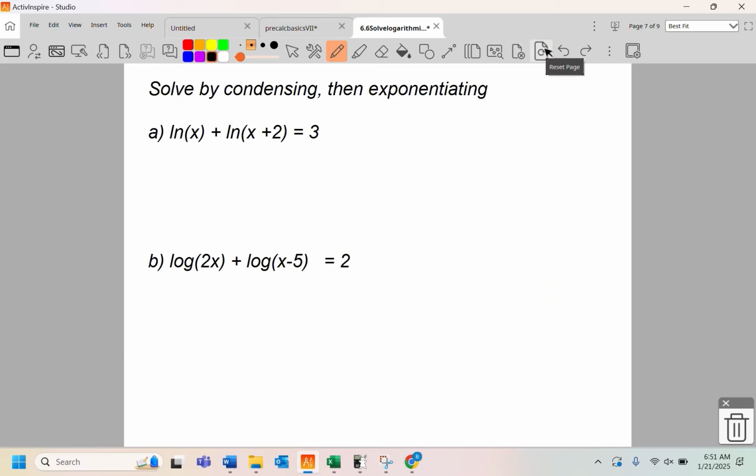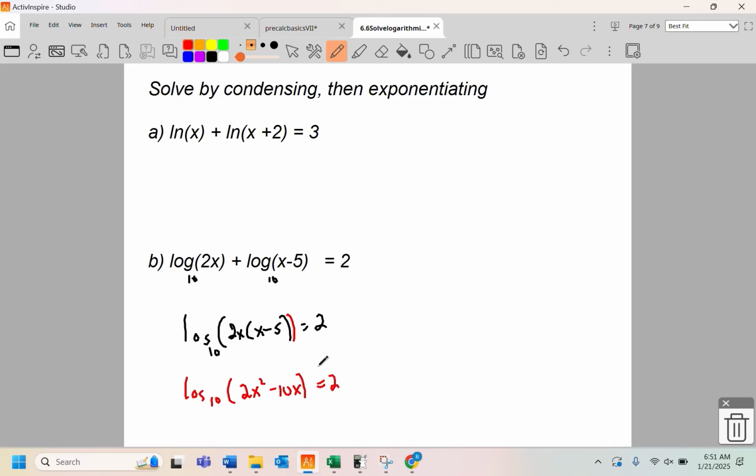I'm a realist. Next up, we have a log. The understood base on a log is a 10. Got to understand the understood. We are condensing addition. We condense addition through multiplication. Put my little 10 there. And I need another set of parentheses for that to be proper. I'm going to go ahead and do the distributive property here before I exponentiate. And now I'm going to exponentiate.